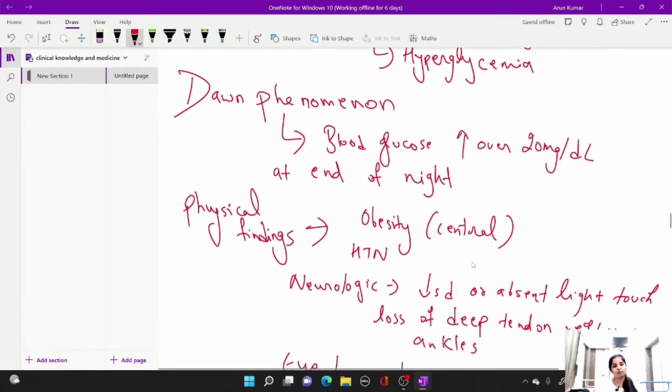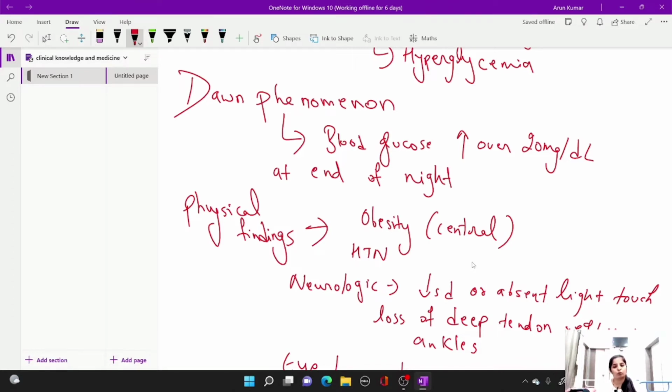Then, in these patients, we will see the dawn phenomenon. Basically, in this, the blood glucose level will be increased by 20 mg per dl at the end of the night, and this phenomenon is not seen in type 1 diabetic patients. Then the physical findings which we will see are central, abdominal obesity, and hypertension. Mainly, hypertension is associated with type 2 diabetic patients.